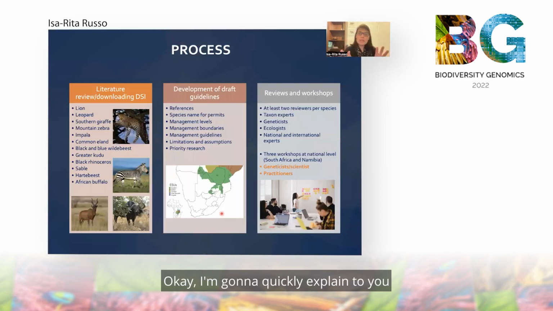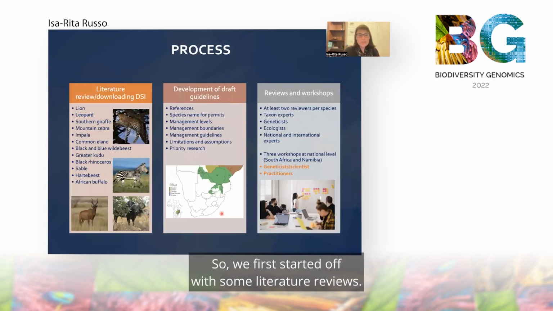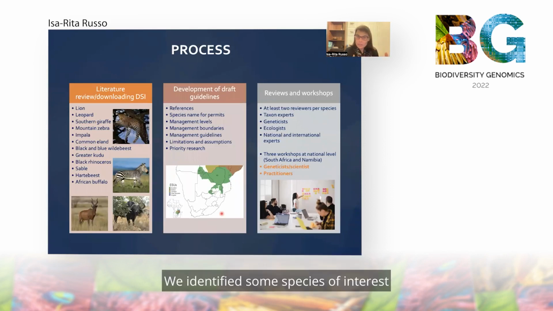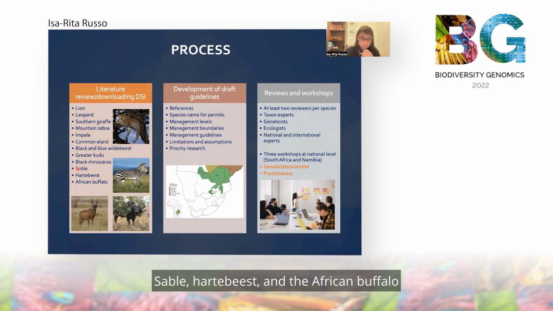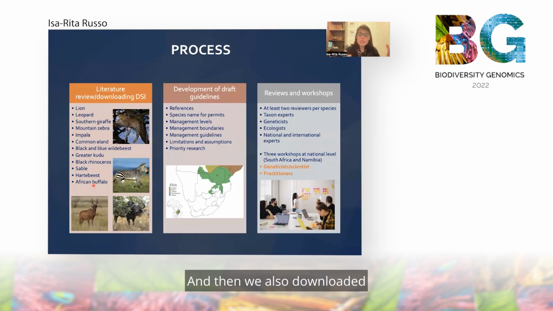Okay, I'm going to quickly explain to you the process that we followed in short. So we first started off with some literature reviews. We identified some species of interest in terms of translocation, so species that get translocated quite often in Southern Africa. Those were 3 species that we initially started with: sable, hartebeest, and the African buffalo. And then we also downloaded all the information that we could find in terms of genetic information from publicly available databases. And then from there on, we've expanded it to 13 species, and currently we have 17 species.